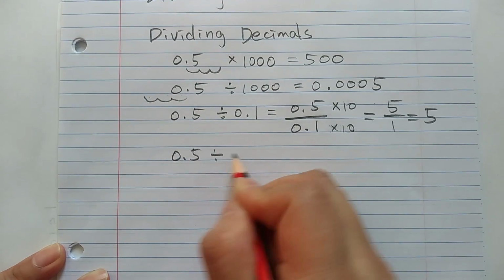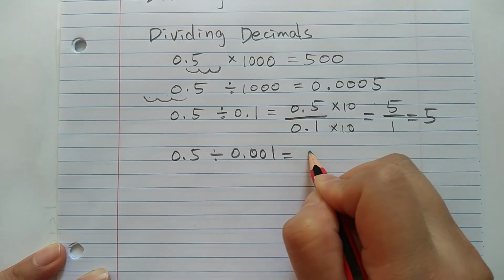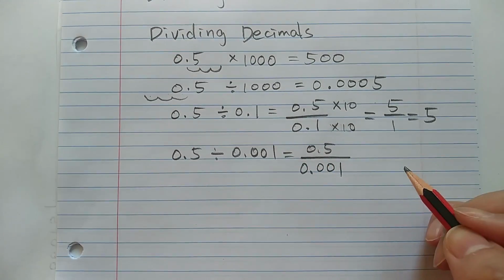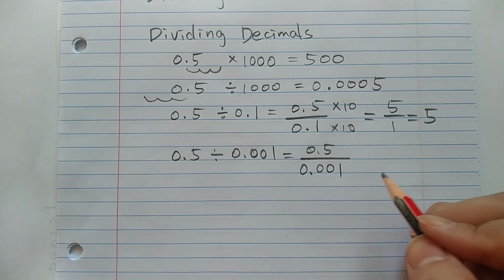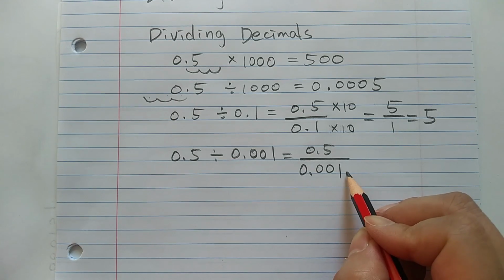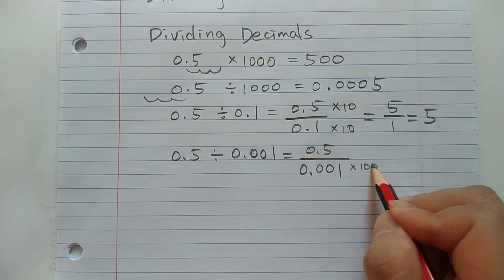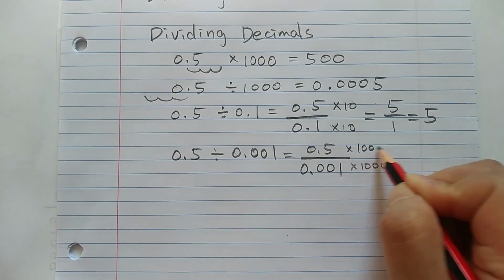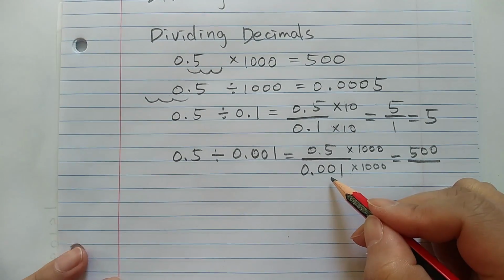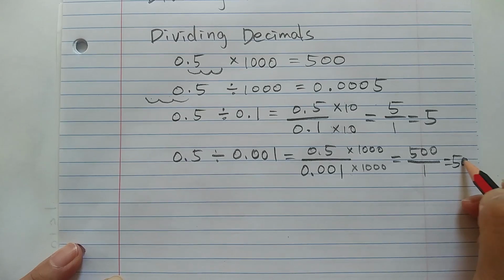0.5 divided by 0.001. Again, it is 0.5 over 0.001. In order to get rid of decimals, what do you have to multiply? You have to multiply by at least 1,000 for the denominator here. So we'll multiply the same number for the top here as well. 500 over 0.001 times 1000 is 1. So it is 500.